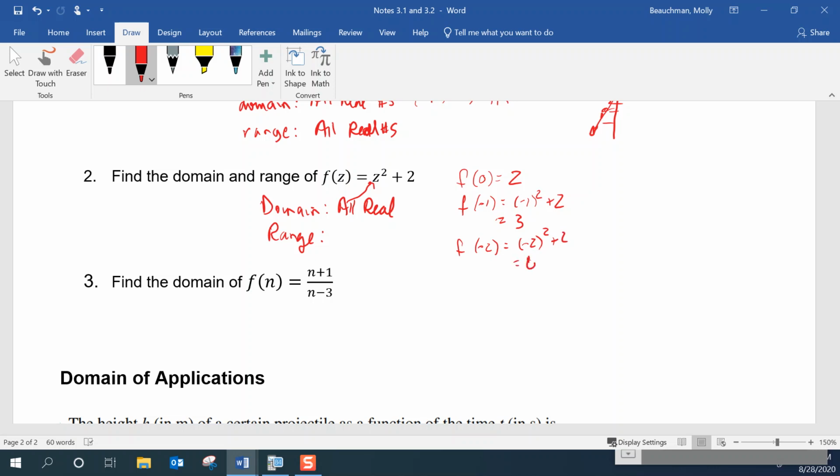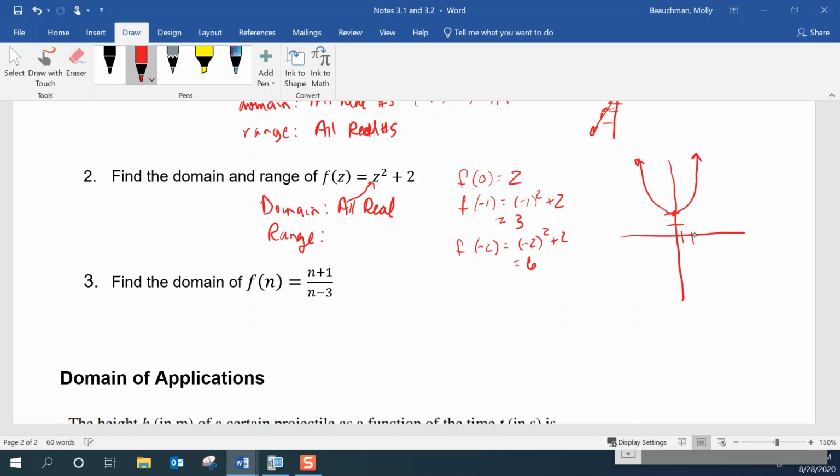Let's see. So I can't have any negative numbers. It would help to graph that. It's actually the graph of a parabola. I don't need the calculator. What the graph of that looks like is a parabola moved up 2 spaces. So this is the graph itself.